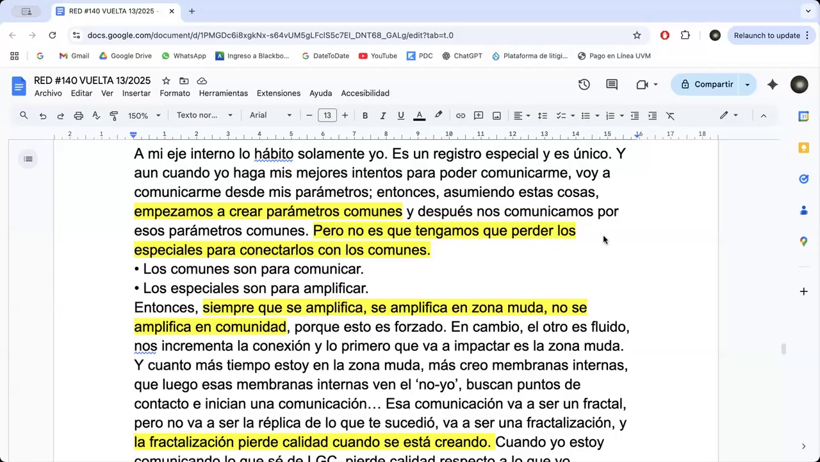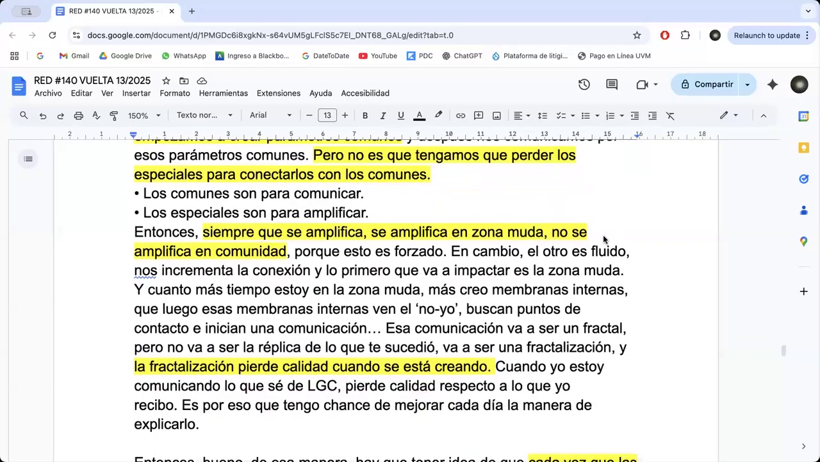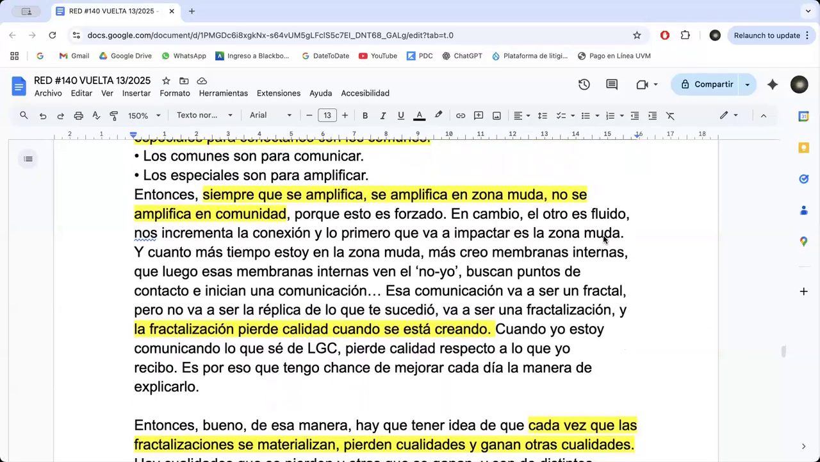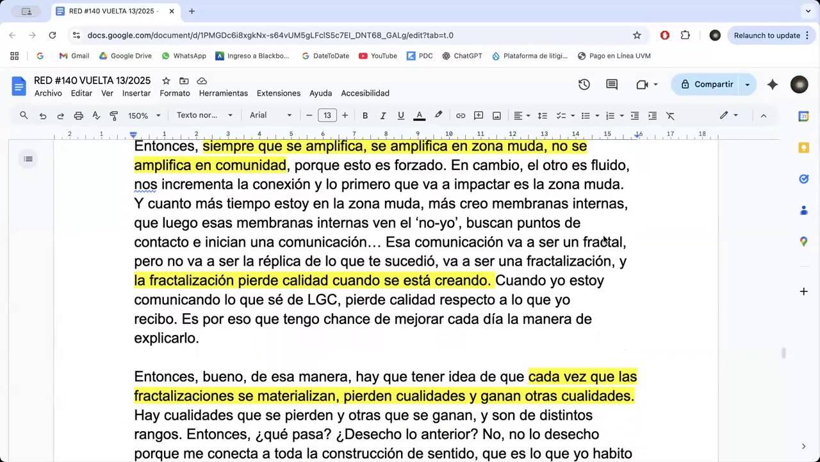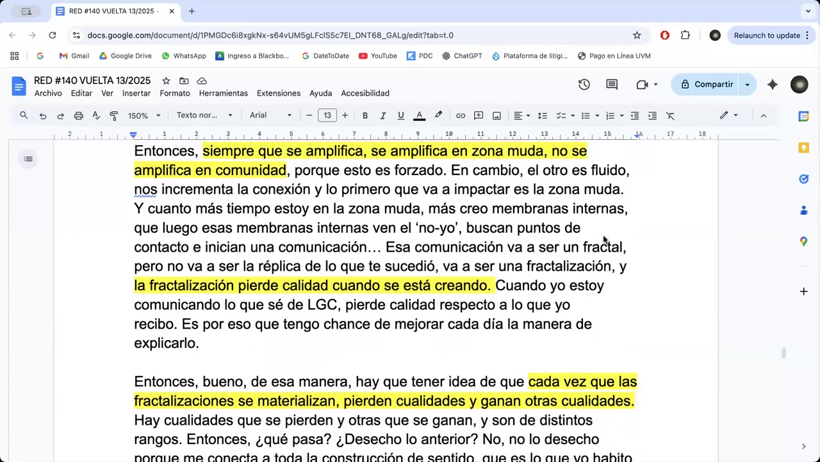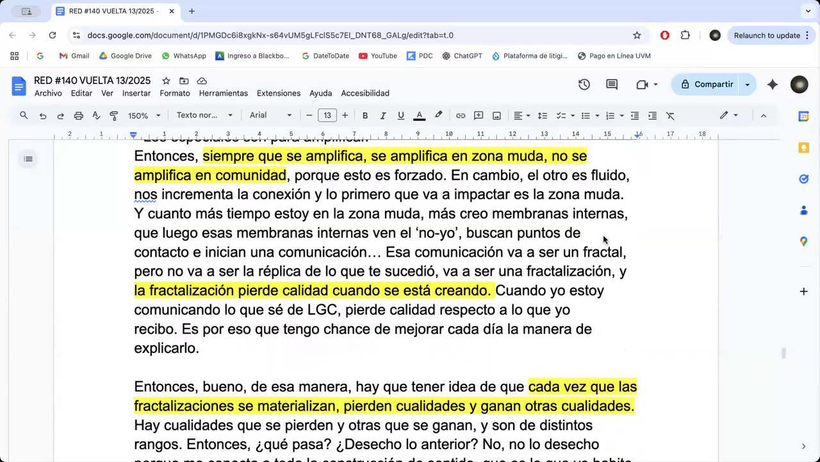But it is not that we're going to lose the special ones to connect with the common ones, okay? We never have to lose the special quality. So the common parameters are for communicating, the special parameters are for amplifying. So every time there's an amplification, it's in the mute zone, okay? The amplification never happens in the community, okay? Because if it's in relation to that, it's going to be forced.